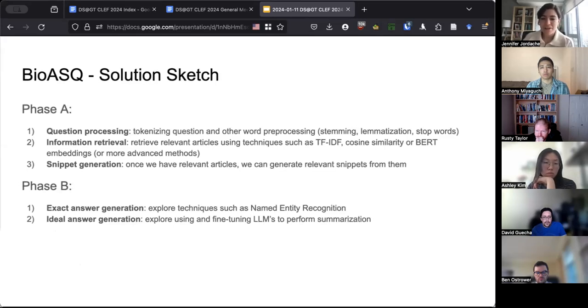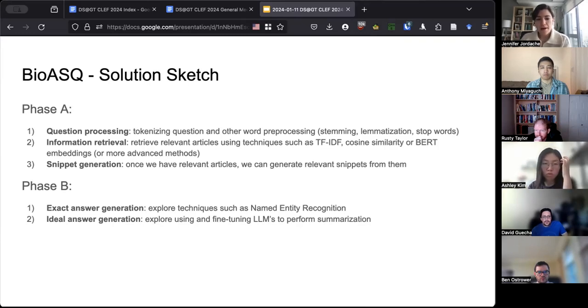We haven't had a team meeting yet, so this is probably going to change quite a bit. But the way I can envision a very simple solution to this is just starting by processing the question and tokenizing the question and going through different NLP processes like stemming, lemmatization, and just overall reducing the dimensionality of the data and making that easier. And then just going through different information retrieval systems, like there's TF-IDF, cosine similarity, BERT embeddings, and possibly even things that are much more advanced than that, depending on what the team wants to look at. And then once we have that information, we can generate relevant snippets from them, and that could possibly be done using a pre-trained LLM model, and then fine-tuning it as well.